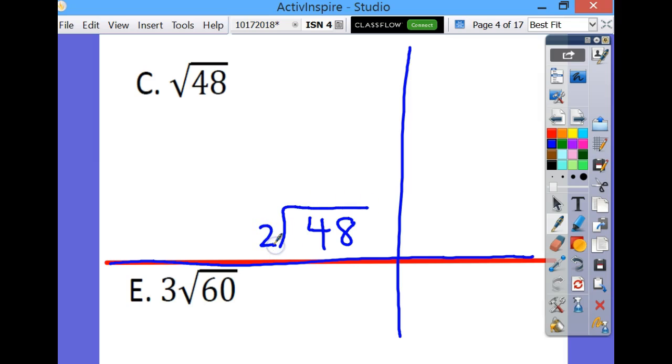How many times does 2 go into 48? And you keep dividing by 2 as long as you possibly can. Will 2 go into 24?